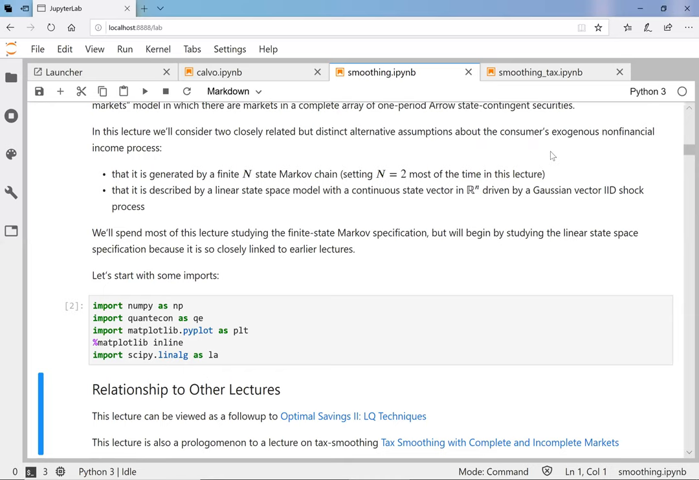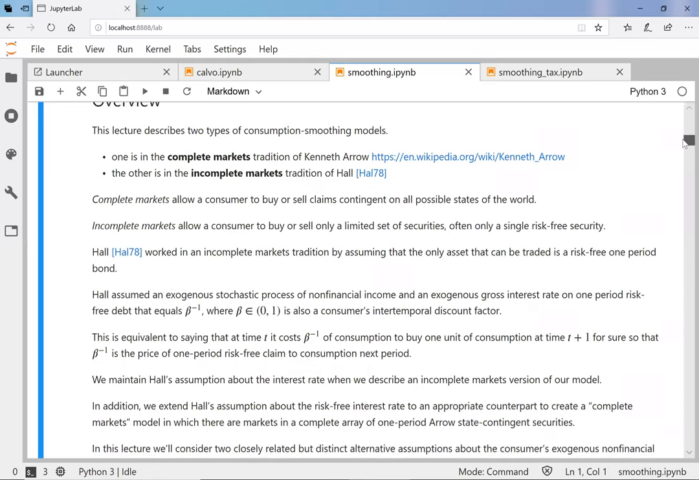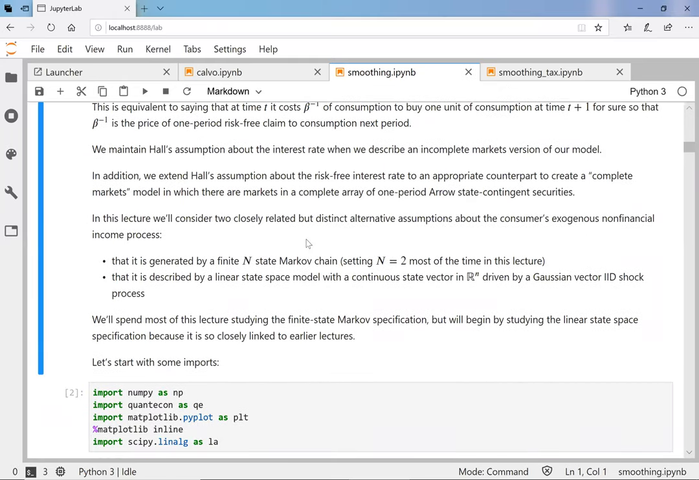Everything now is going to stem from what the stochastic process for non-financial income is. That's what's going to drive things. So we're going to have two assumptions. We're going to assume the stochastic process for non-financial income, or labor income, or labor earnings, is just exogenous. It's either going to be generated by an n-state Markov chain, and lots of times I'll just set n equal to 2, but it's going to carry us a long way. Or it could be described by a linear state space model with a continuous state vector that lives in some big state space, driven by a Gaussian vector IID shock. So both of these things are Markov. One's finite state, one's continuous state. Okay, so that's where we're going to go.